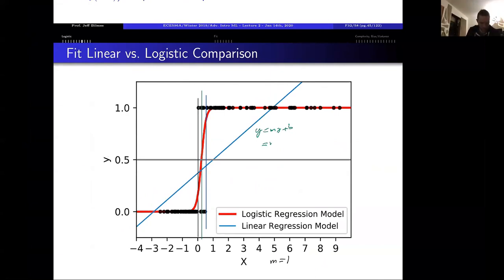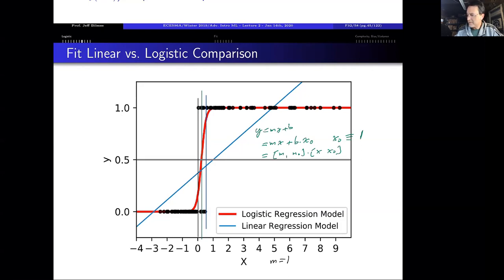Which is the same thing as mx plus b times x0, if x0 is identically equal to 1. If x0 is a feature which is always equal to 1, we can treat this as m1, m0 dot product with x and x0. It's just a dot product. It's like pretending the input has one extra dimension, whose value is always 1, only so that m0, which is equal to b, becomes the bias, which in the one-dimensional case really is the y-intercept. It would be this value here. So this would be m0, right?